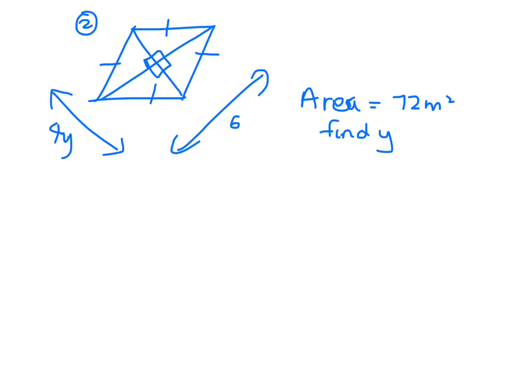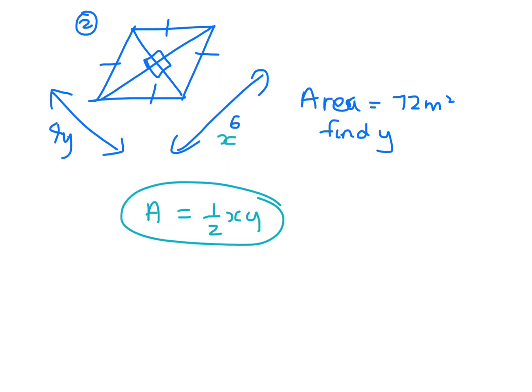Okay, so here's a rhombus. So looking at the rhombus, let's just write down the area is a half xy. And the x and y are just the diagonals. So the x is a 6 and the y is the 4y. Hopefully that's not too confusing. And the area is 72. So 72 has to go in for the area. And the 6 can go in for the x. And then the 4y, that can go in for this y here.